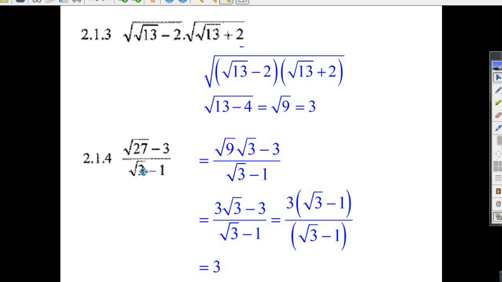Now this is simplifying the third problem. The square root of 27, write it as 9 times 3, because I can take the square root of 9. And the square root of 9 is 3. So there's 3 root 3 minus 3. I'm looking at the bottom. Oh, factor and cancel is the secret. 3 times root 3 gives me that. 3 times minus 1 gives me the minus 3. Now, I put it in brackets so you can see really clearly that these two things are exactly the same, and anything divided by itself is 1, so you're left with your answer of 3.